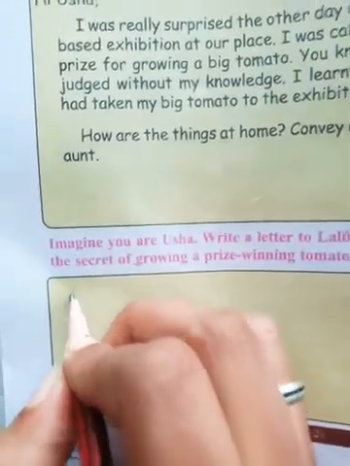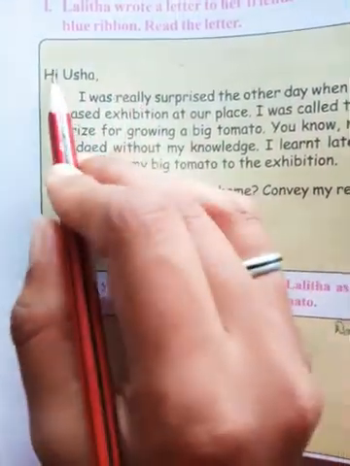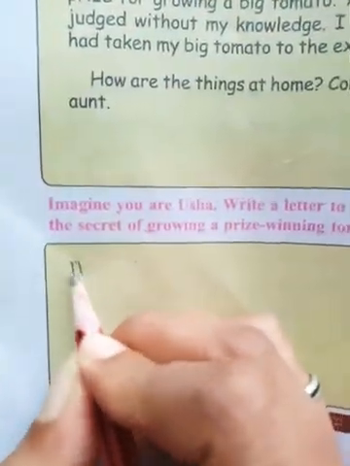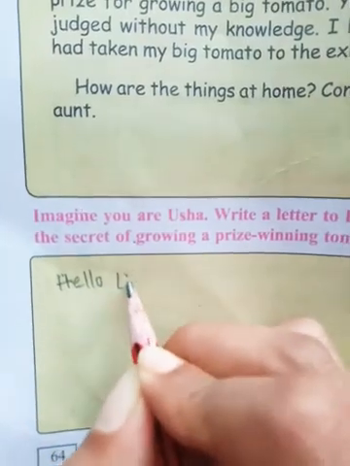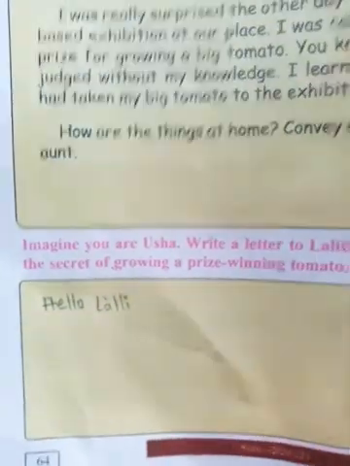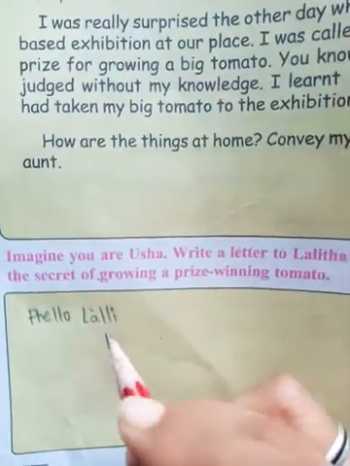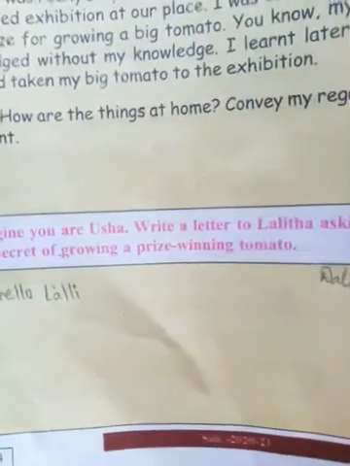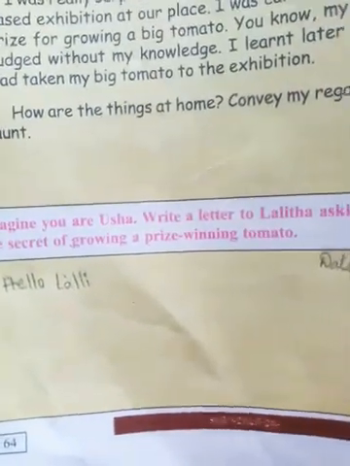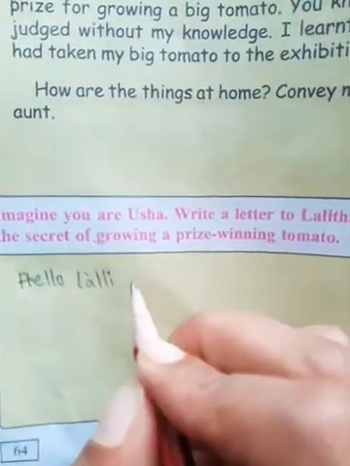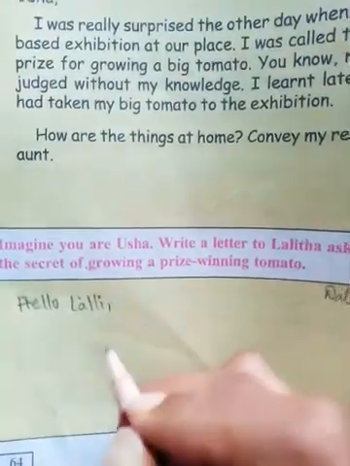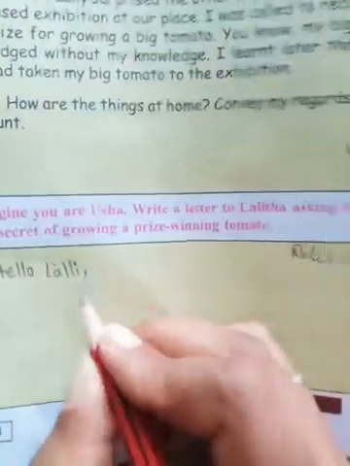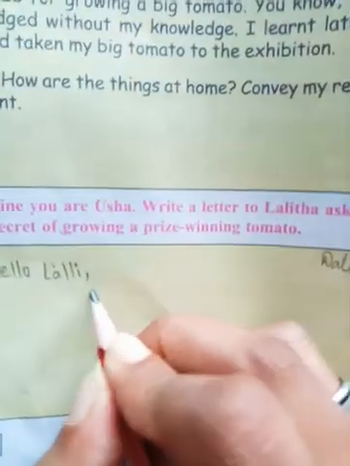Okay, first here Lalita is writing to Usha, so she said hi Usha. Here we are Usha now, so what do you have to say? Hello Lalli. Yes, hello Lalli. Lalli is a nickname. You call your friends by their nickname, right? Yes, in the same way here, Usha is calling her friend by her nickname. Think that. Hello Lalli, comma. First, she got a first prize, right? So what do we have to do? We have to congratulate Lalli. First, what do we have to write?